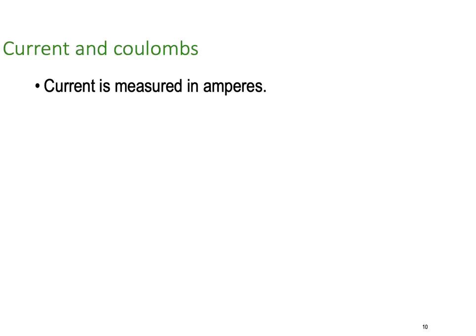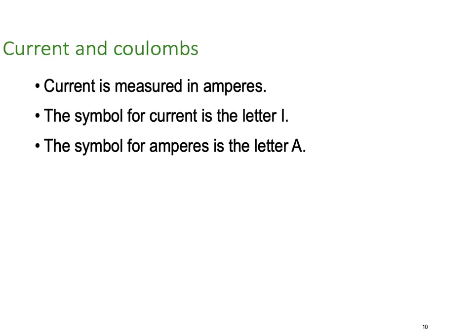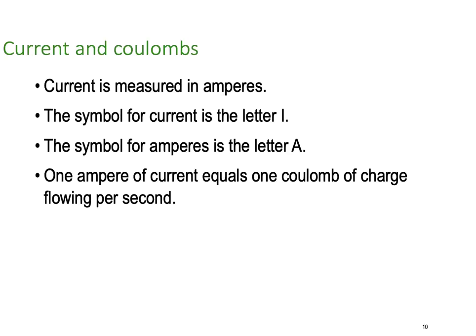So, current and coulombs. Current is measured in amperes after a French physicist, Mr. Ampere. The symbol we use is the letter I. So we don't use the letter C because unfortunately C has been used for electrical charge called coulombs. So for now, current is the letter I, capital I. The symbol for ampere is the capital letter A. That makes sense, A for ampere. And 1 ampere of current equals 1 coulomb of charge flowing for 1 second. So if you make 1 ampere flow for 1 second, you've created 1 coulomb of charge.